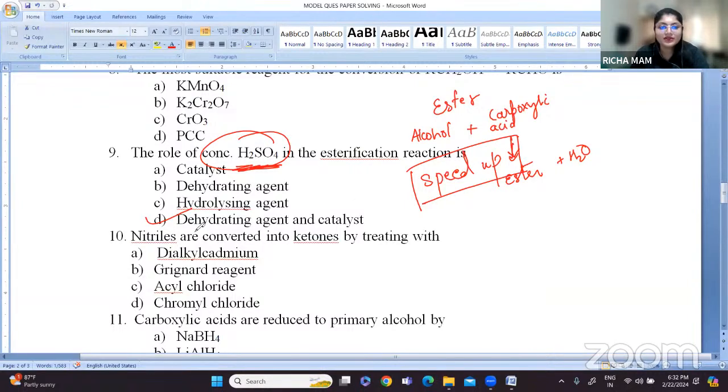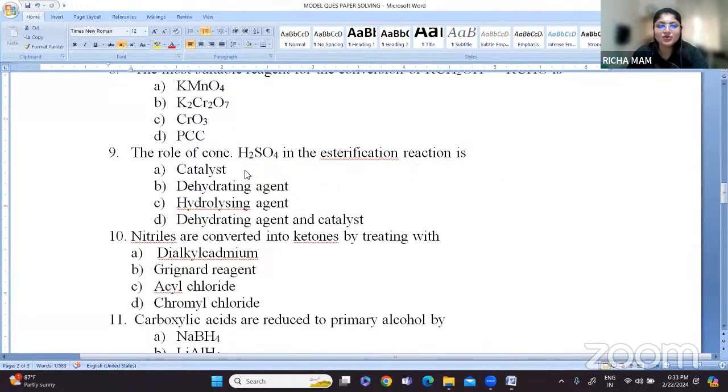Also this H2SO4 is used as a dehydrating agent. What do you mean by dehydrating agent? Removal of water molecule. It has a property to remove the water molecule. So therefore, it acts as a dehydrating agent. Understood? Is it clear? So the role of concentrated H2SO4 in esterification reaction, it helps as a catalyst as well as a dehydrating agent.